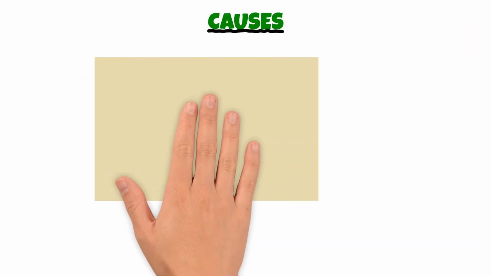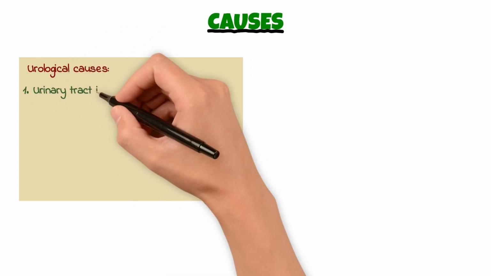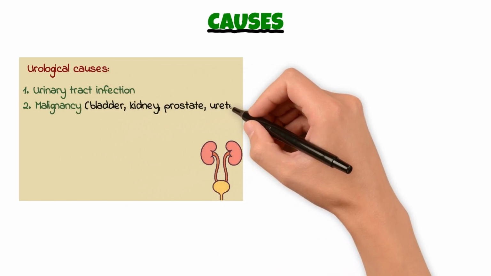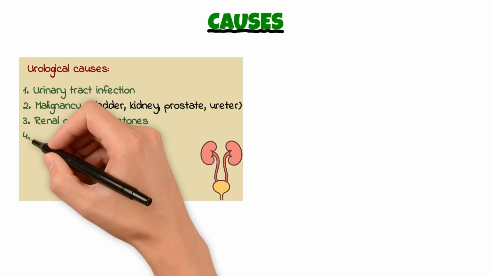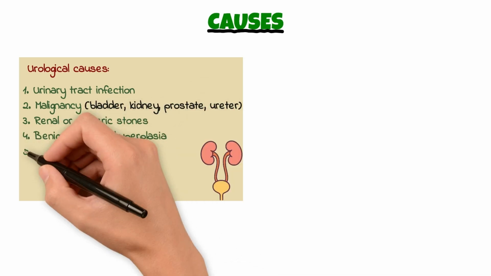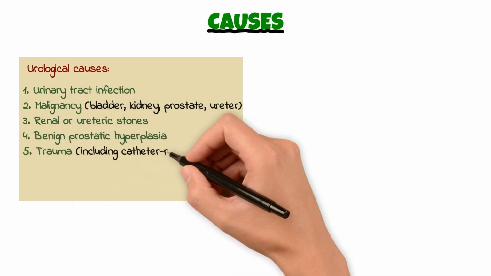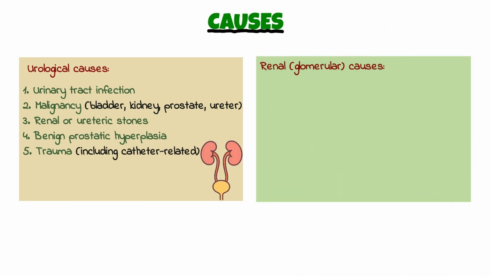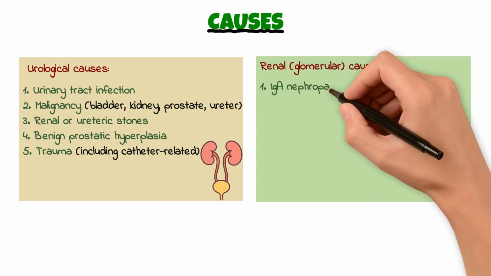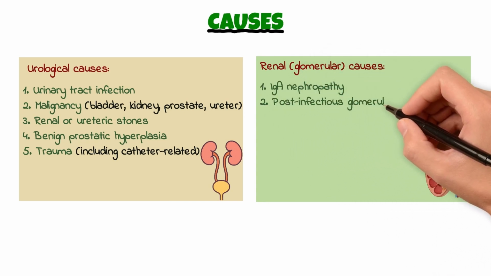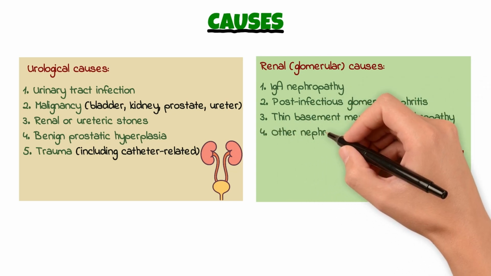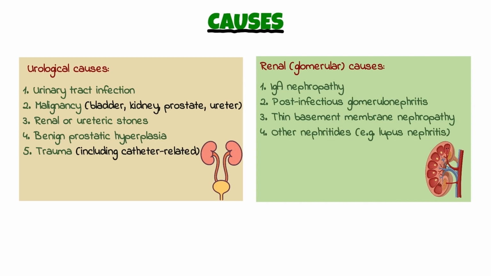Causes: urological causes, urinary tract infection, malignancy, bladder, kidney, prostate, ureter, renal or ureteric stones, benign prostatic hyperplasia, and trauma, including catheter-related. Renal or glomerular causes: IgA nephropathy, post-infectious glomerulonephritis, thin basement membrane nephropathy, and other nephritides, for example lupus nephritis.